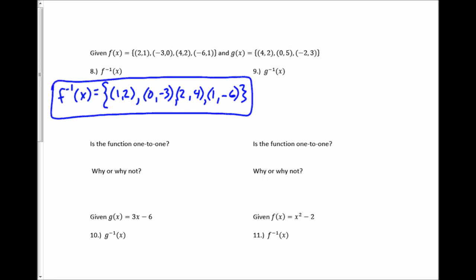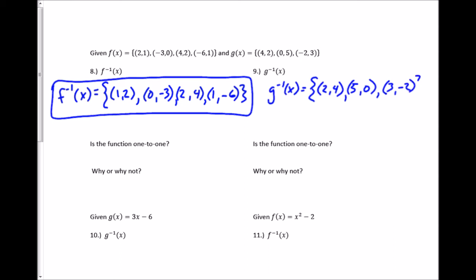If I look at the inverse of g of x, I'm doing the same thing. So the inverse function of g of x, I just switch all the x and the y values here. I had a 4, 2. I change it to a 2, 4. I had a 0, 5. I change it to a 5, 0. I had a negative 2, 3. I change it to a 3, negative 2.